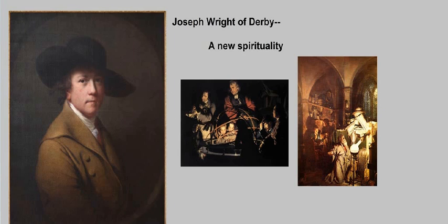Lecture is entitled Joseph Wright of Derby, A New Spirituality. Now, Joseph Wright of Derby, who you see over here on the left, can be considered one of the quintessential Enlightenment painters. And this is his self-portrait from 1780. And he was trained as a portrait painter, but he became famous for scenes like these two paintings on the right. And these are paintings whose subject matter is concerned with scientific discovery, industry, and the changing view of the world that was brought about by the Industrial Revolution.